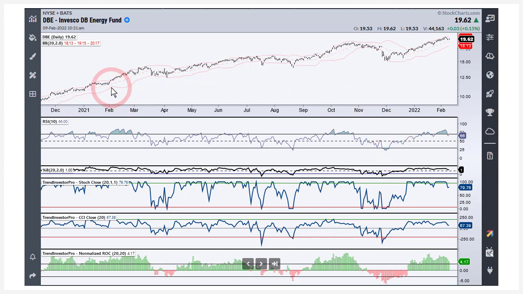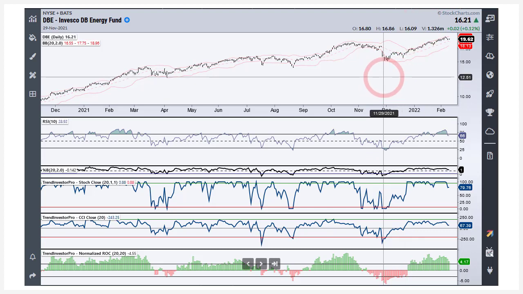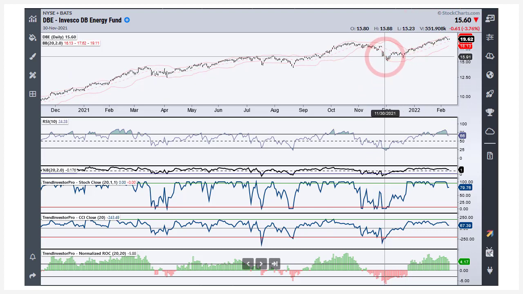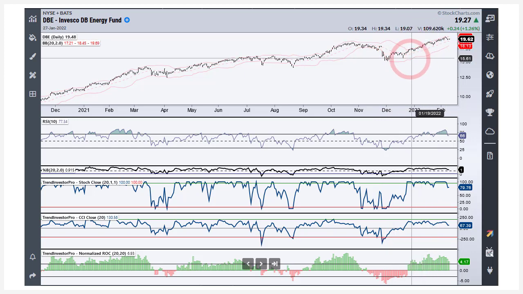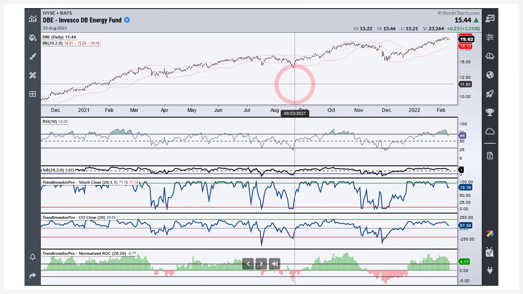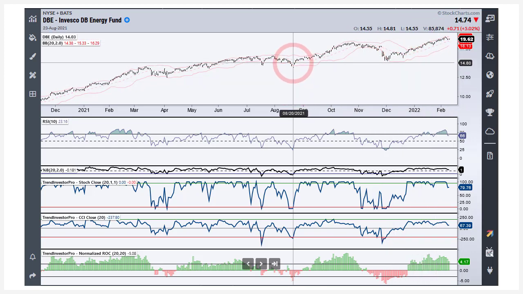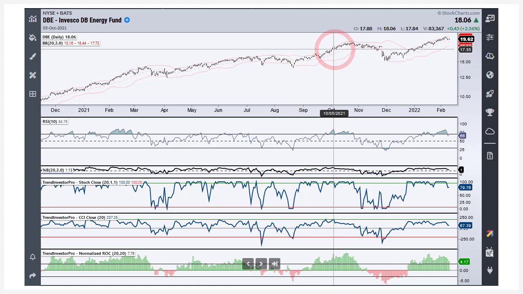So if we look at DBE here, which is the energy ETF, we can see that RSI dipped below 30 there in August to become oversold, and also in late November and December to become oversold. I'll put the crosshair on here so you can see that on the chart. So you get oversold, and that leads to a bounce there. And you got oversold here in August, and that led to a bounce.